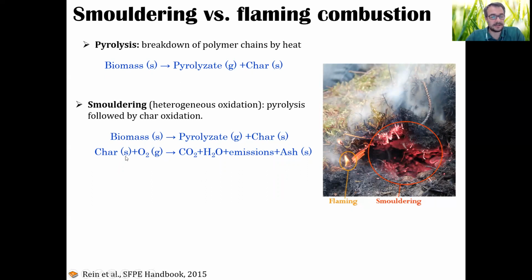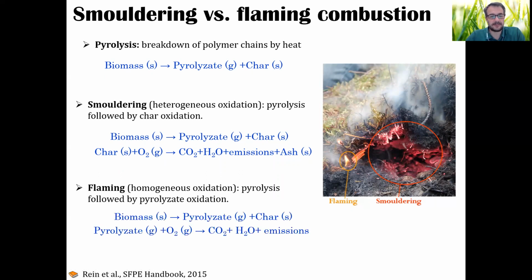Because the char is solid and the oxygen is gas, this mixture of phases, solid and gas, is what leads to the heterogeneous process, because there is more than one phase. But we also have the ability in pyrolysis to burn the pyrolysate. This pyrolysate is a gas, and when it burns with the oxygen in the gas phase, that will produce a flame. And this flame will release heat and will also produce carbon dioxide, water, and these sort of emissions.